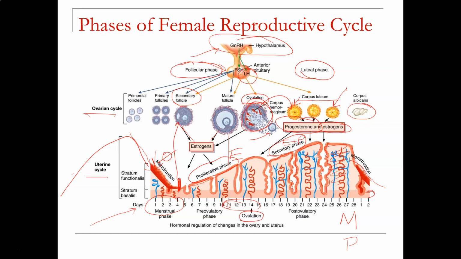What are you going to see in the proliferative phase in the ovary? When the uterus is in the proliferative phase, you're going to see secondary, and then a little later on the mature follicles. What are you going to see during the menstrual phase? You're going to see primordial and primary follicles. Also, depending on when you're looking, initially you're going to see corpus albicans, and there will be primordial follicles.